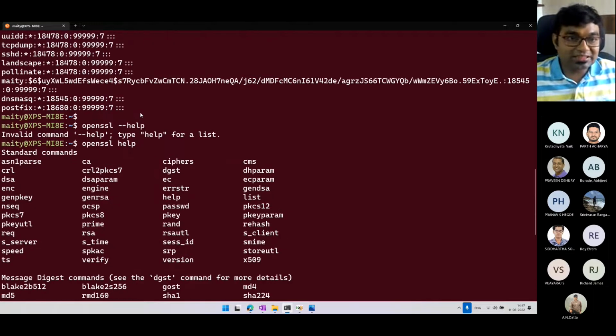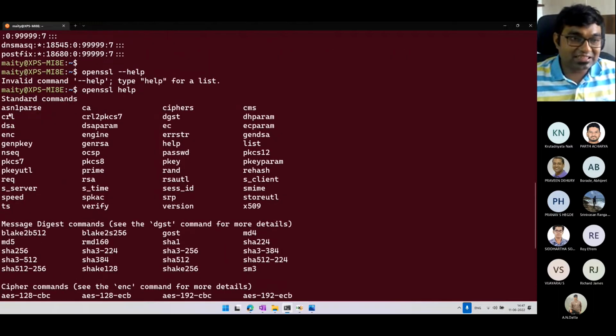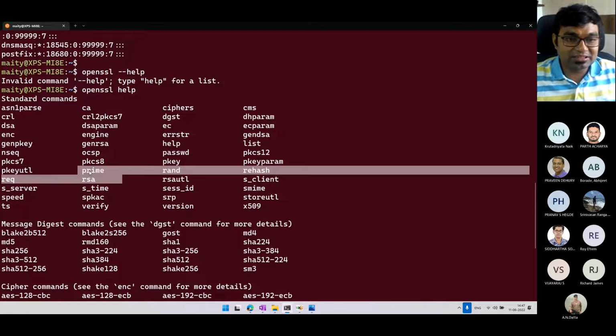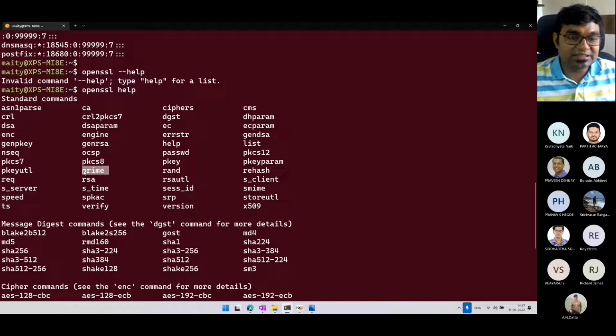So all these commands that OpenSSL has: CRL, DSA we know, DSA encryption. The ENC stands for encryption. We can do encryption and decryption with this command. Genpkey is to generate a private key. So all these different commands are there. And this one will generate a random prime number.